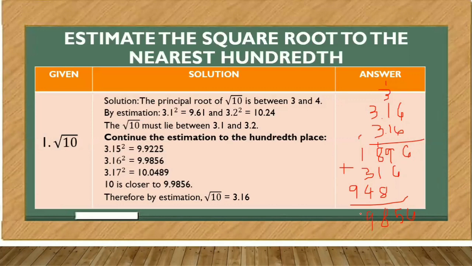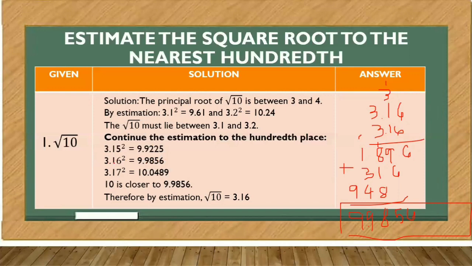And then bring down 9. And then how many decimal places? 1, 2, 3, 4. So it means the answer is 9.9856. Ito po yun, 9.9856. Ito, mas malapit siya kay 10 kasi 9.98 na siya.